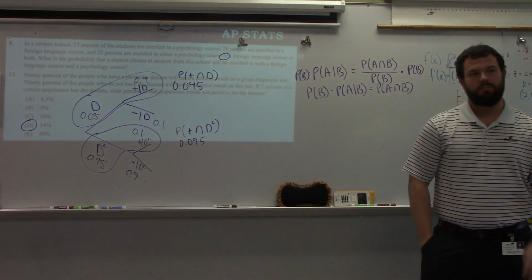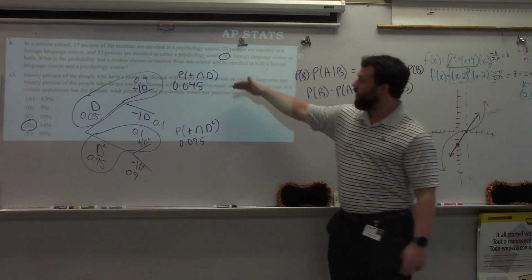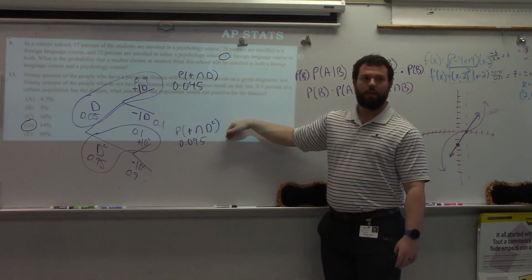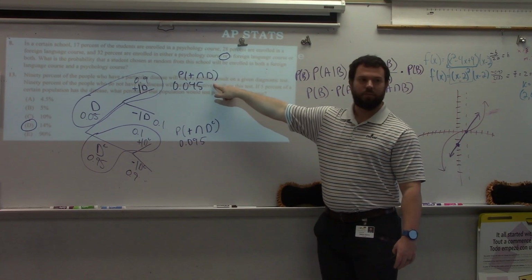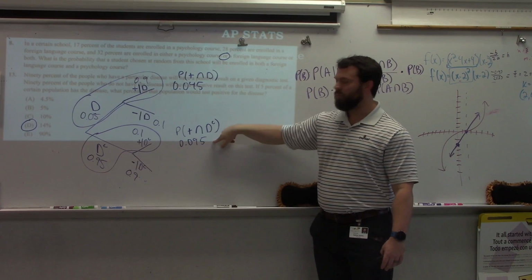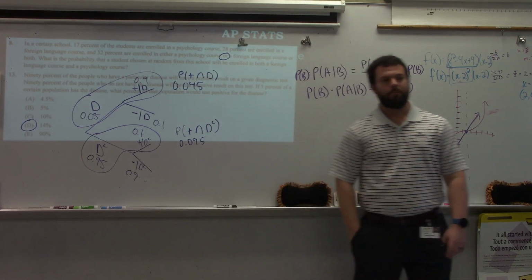So why is it 14%? Because the probability of testing positive is these two together, right? You can test positive this way, or you can test positive this way. You add those together, you get 0.14. Good question.